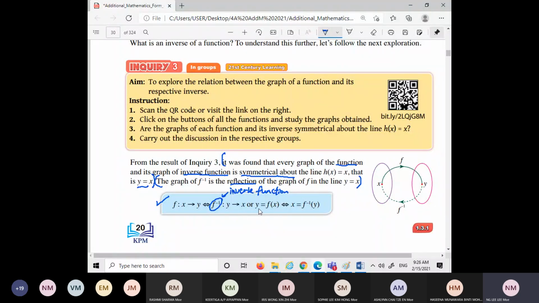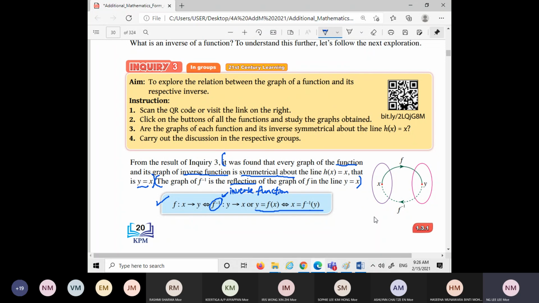So you remember this. This is very useful. If you write y equals f(x), you can write x equals f inverse of y. We use these two a lot later on, so this one you can also write in your notes.